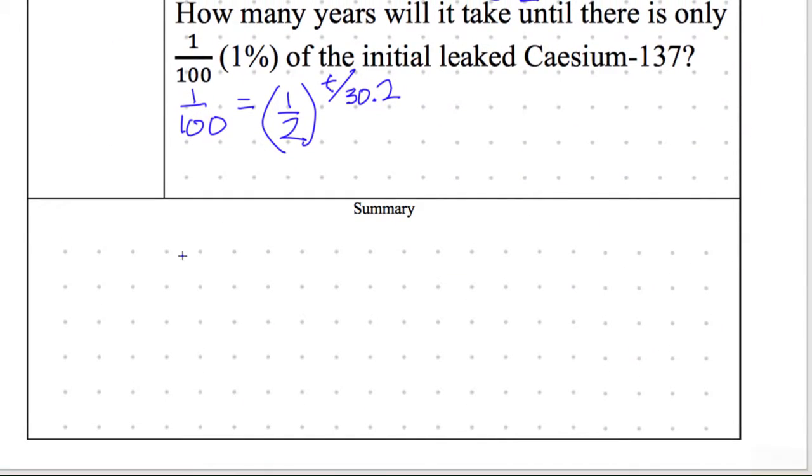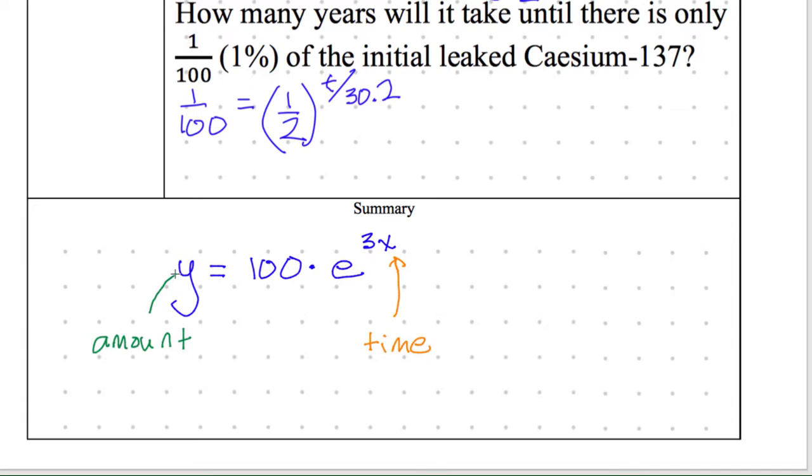So if you have a general equation where y is equal to some initial amount, so let's just say 100 times e to the power of 3x. If it's a time, plug into there. If it's an amount, plug into there. That's the thing that I wanted you to take away from the lesson.